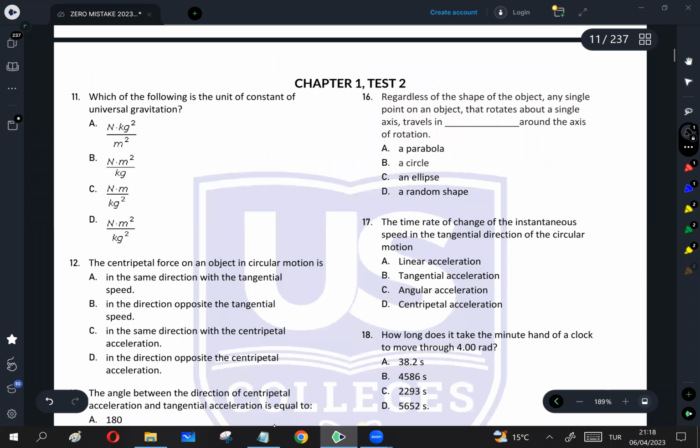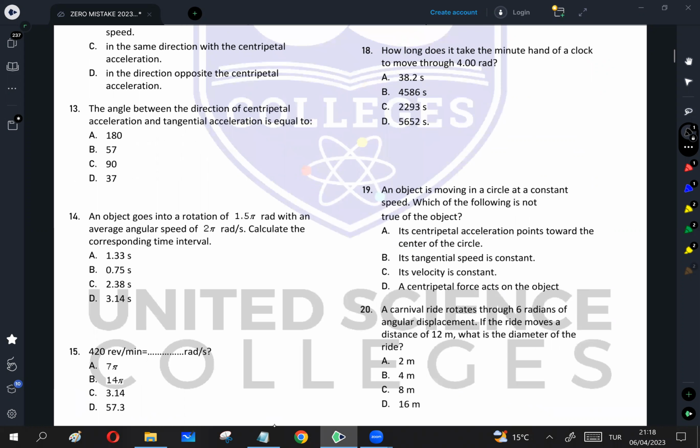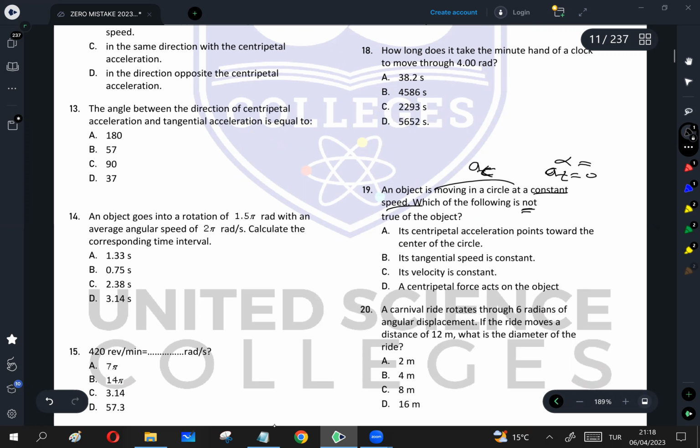And 19. An object is moving in a circle at a constant speed. Which of the following is not true for the object? Moving in a circle, absolutely there's a_c. With constant speed, a_c exists, but a_t is 0, and also alpha is 0. Its centripetal acceleration points towards the center of the circle. Yes, centripetal acceleration always points towards the center, but this is not the answer we are looking for. Its tangential speed is constant. Constant speed, tangential speed constant. Correct, but it's not the answer.